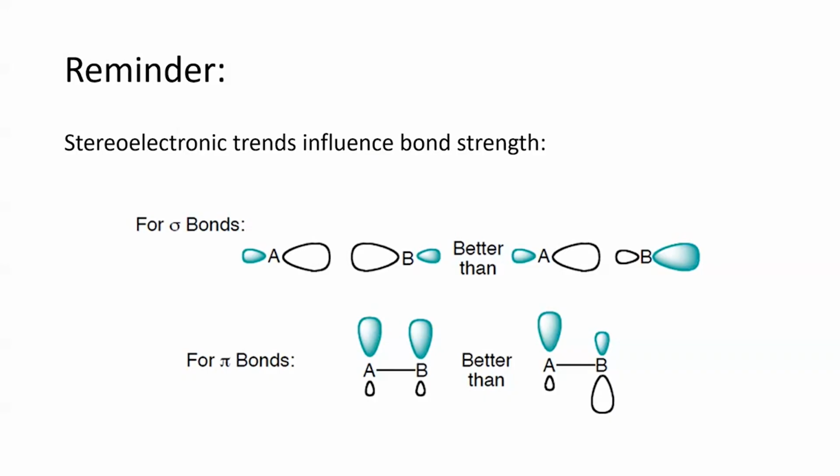First up, a quick reminder that stereoelectronic trends are what influence bond strengths. We're going to be talking about bonds being formed and bonds being broken. For sigma bonds, which are typically comprised of sp orbitals, bond strength comes down to proper alignment of those orbitals, as well as similar energy levels, which might mean atoms of the same type, or that electron density isn't being drawn away by a third atom. This also applies to pi bonds, which often relates to p orbitals.